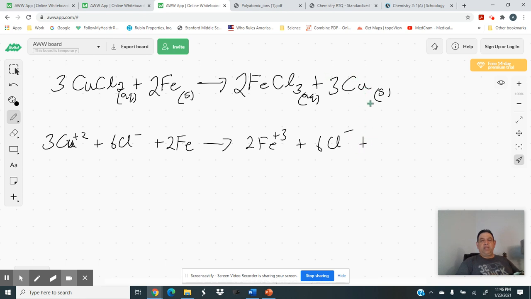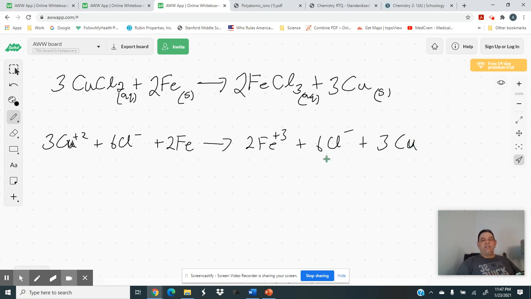And then the 3 coppers. Okay, so the 3 copper chlorides turn into 3 copper ions and 6 chloride ions. The iron just remains the same. The 2 FeCl3 break up into 2 iron 3+ ions and 6 chloride ions, and the 3 coppers remain the same. Cu, not a Ca.